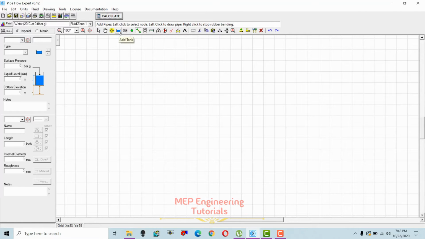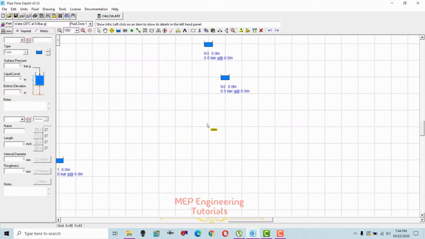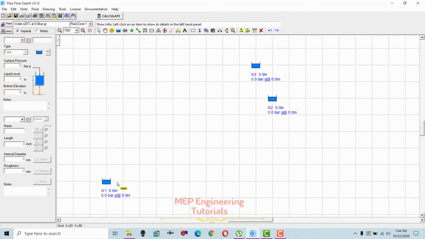First of all, I'm going to take the tank from here. I'm going to place one tank here, a second tank in here, and a third one in here. What I'm going to do basically is draw the pipes, and we have to pump the water from this tank to this one and this one.